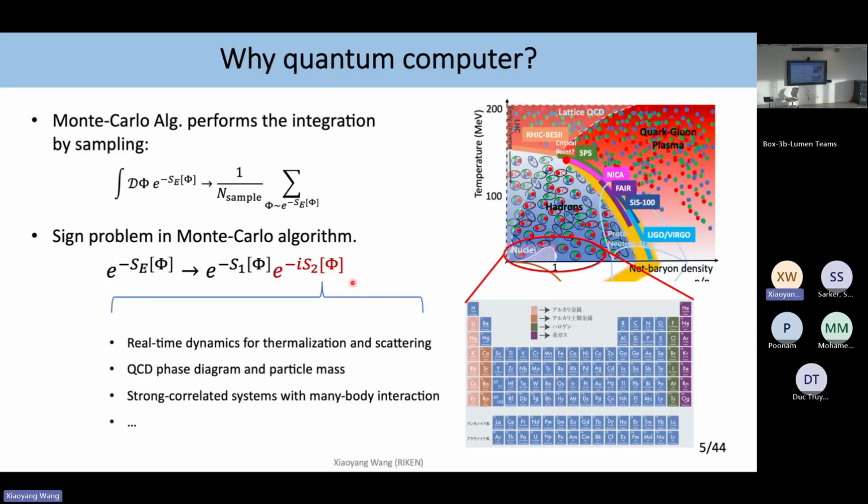However, in high energy physics, this imaginary component is frequently met. For example, if we want to simulate the real-time dynamics to study the thermalization or the scattering process of particles, or we want to study the QCD phase diagram, or we want to extract the particle mass, or we study strongly correlated systems with many-body interaction, including chemistry problems and condensed matter physics. We usually face this problem with strongly correlated electron interaction.